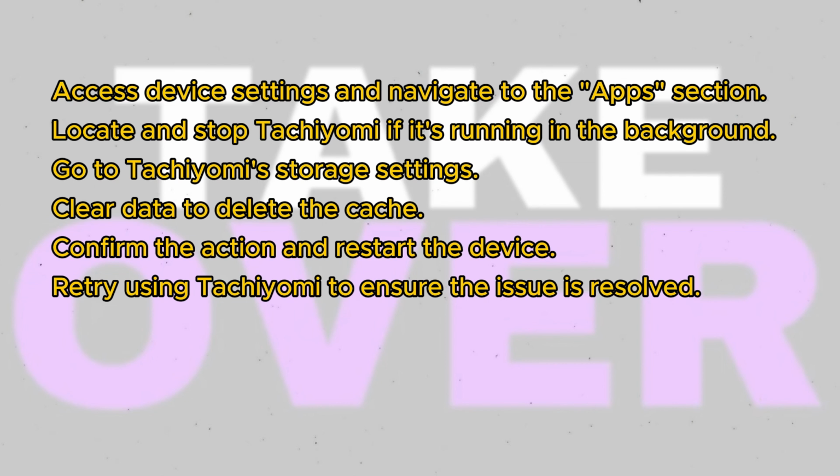If the app is still running in the background, stop it to ensure a clean cache reset. Then navigate to the app storage settings. Here, you'll find options to clear both data and cache. Click on Clear Data to delete the cache along with any stored data. Confirm the action, and the cache will be cleared.